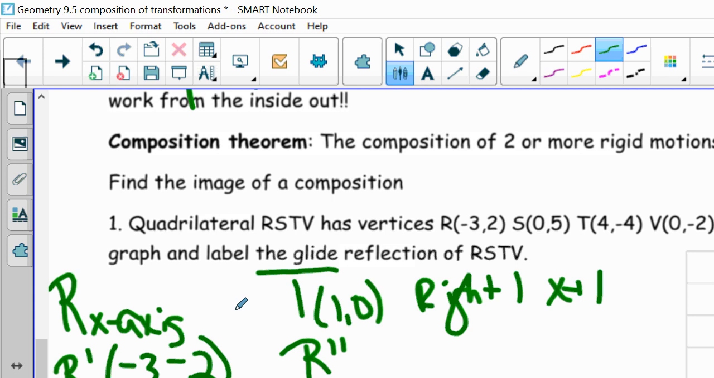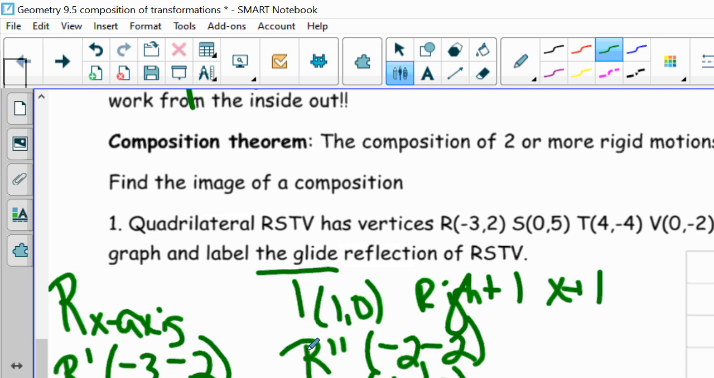So if I start here and I say, okay, -3 plus 1 is -2. So I get (-2, -2). 0 plus 1 puts me at (1, -5). 4 plus 1 puts me at (5, 4). And 0 plus 1 puts me at (1, 2).